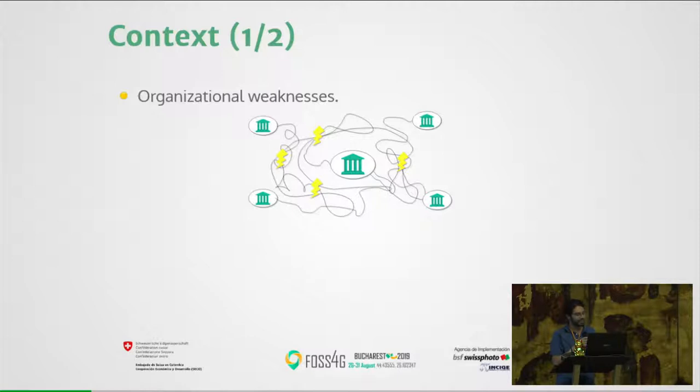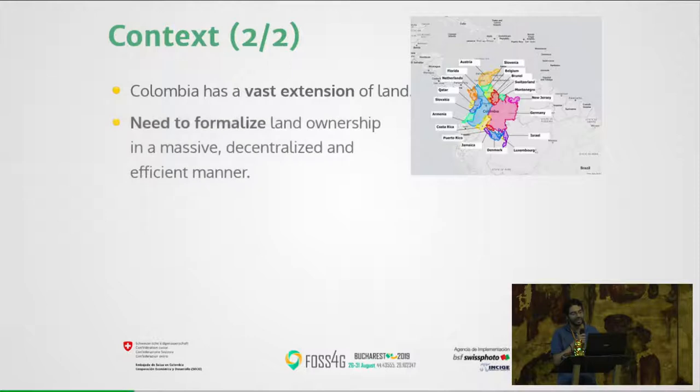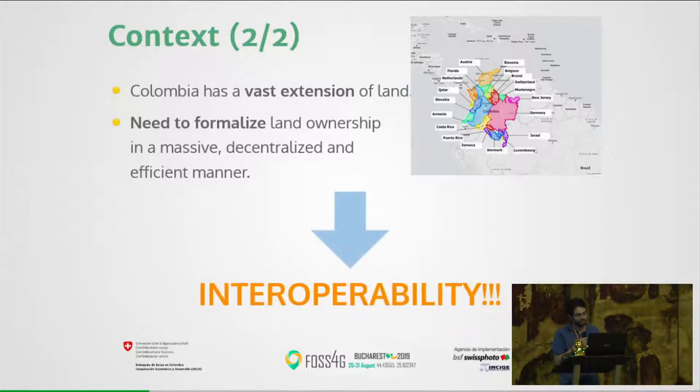So let's start with some context. Colombian organizations for land administration are inefficient, and communication among them is far from good. We Colombians live in a post-conflict period. During conflict, it was really difficult to keep our cadastre up to date, which implies lack of formalization in land ownership. And given that Colombia has a vast extension of land, we need to formalize land ownership in a massive, decentralized, and efficient manner, this time also joining efforts with the private sector. And that imposes a challenge, which is interoperability.